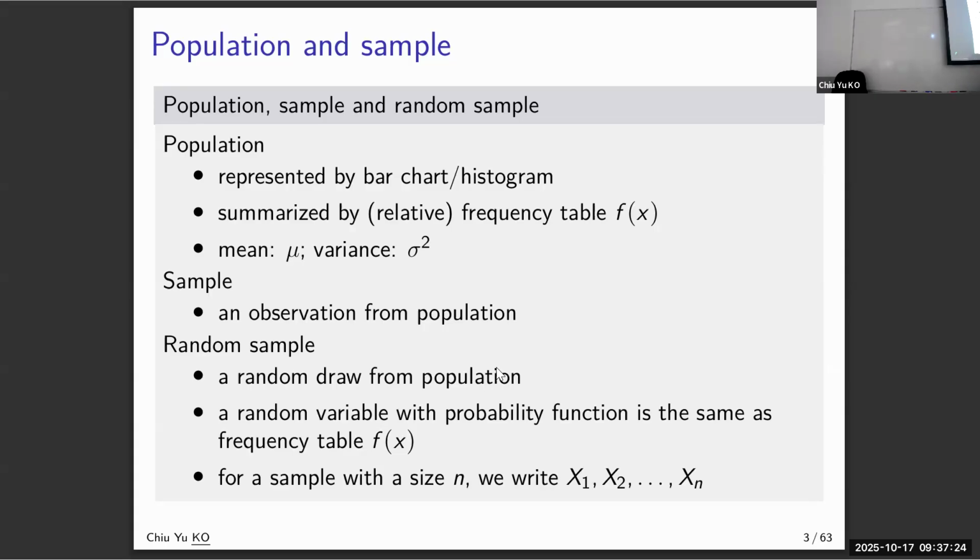And you have observation from that, called a sample, and a random sample is a random draw, okay? And the random draw, because it's random, will follow the relative frequency F, right? So you will have the same mean and variance, right? The expectation with the population mean, right? The variance with that, okay?